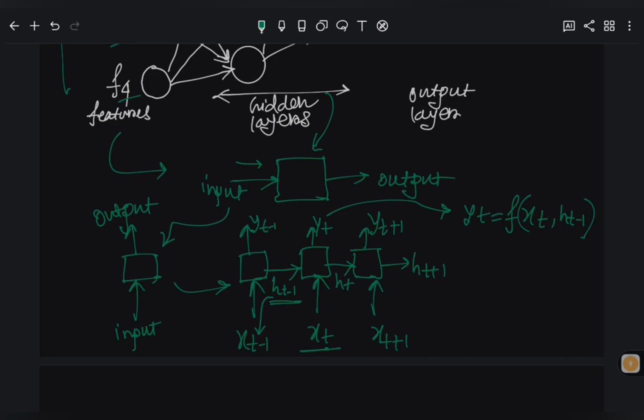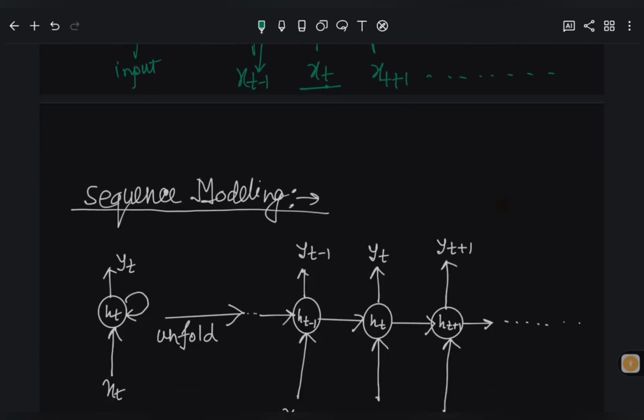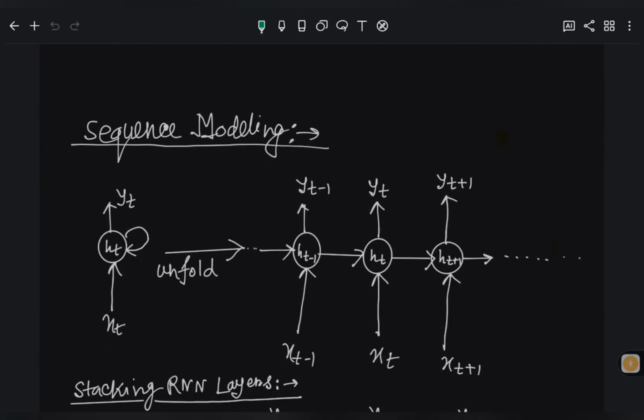Now this can have multiple timestamps also, right? We can have several other timestamps, and this will not be limited to a fixed length input, right? It can have a variable length input also, right? So this is the concept of RNN. So here we are just drawing the same architecture which I have already explained to you.